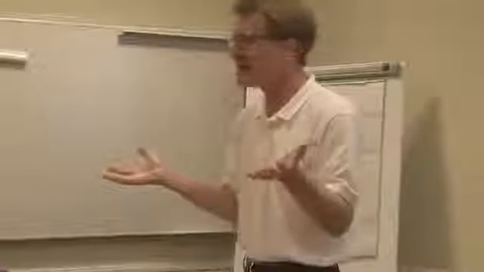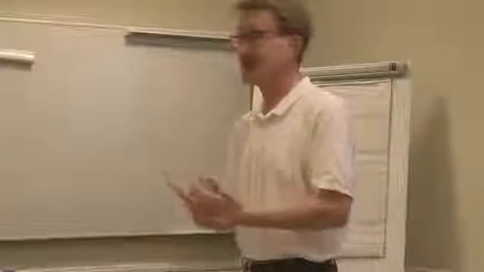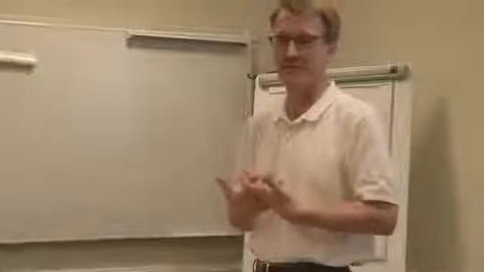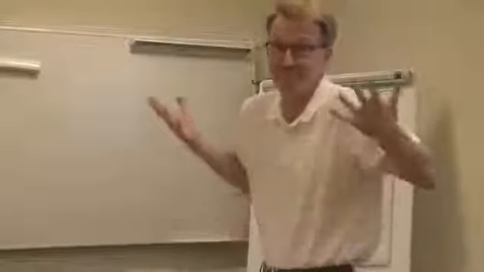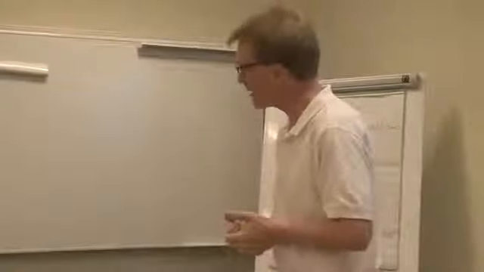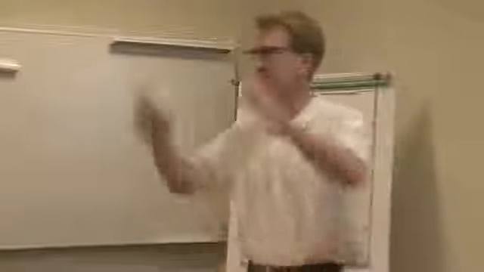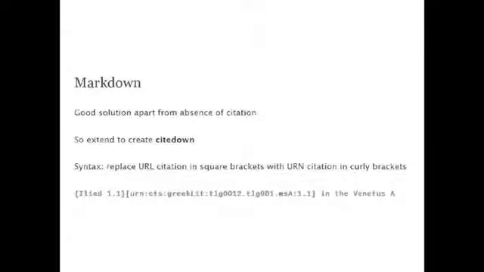And all Citedown does is add to Markdown one additional feature, a way to identify a URN. That's it. So in Markdown, the usual syntax is you can put a square bracket around something you want to link and have the link reference the URL next to it in parentheses. We just change the square bracket to a curly bracket, and that means it's a URN. And at that point, we're off and running.